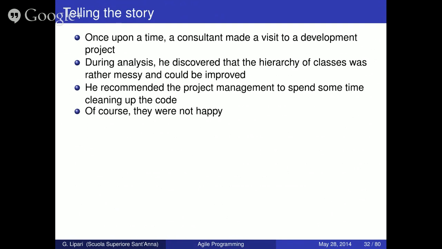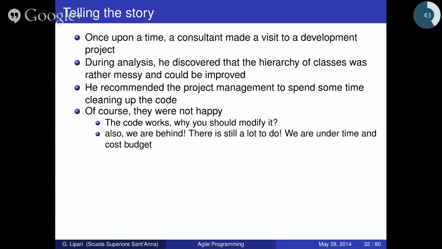And of course, the management was not happy. He said, oh, why did we have to waste 2 weeks of time making something that we already implemented more beautiful? First of all, since the code works, why should we modify it? It works. We cannot progress, but the code we have, it works. Also, we are behind. Of course, software development is always behind. There is still a lot to do. We are on the time and cost budget, so we cannot spend time and money just making the code more beautiful. What's that?